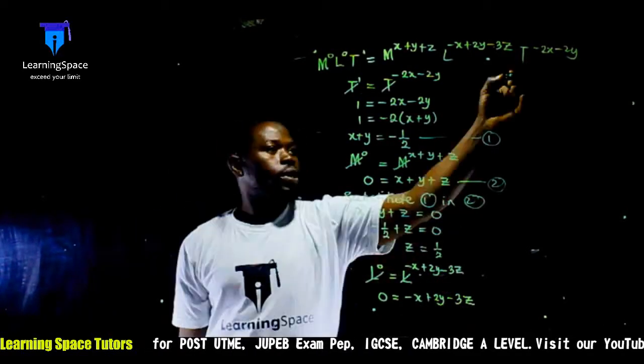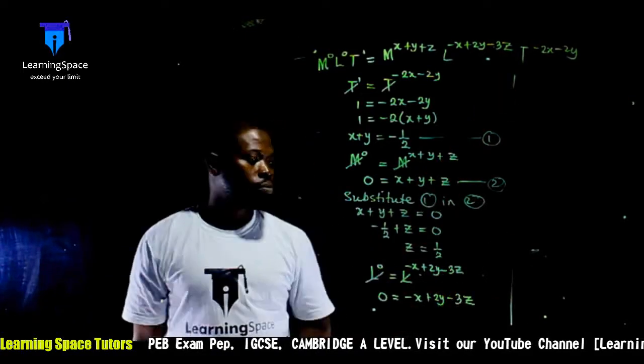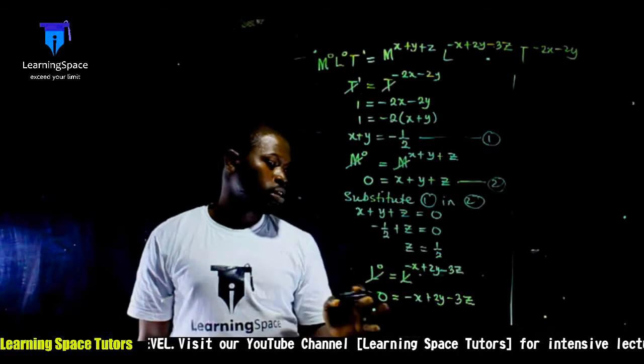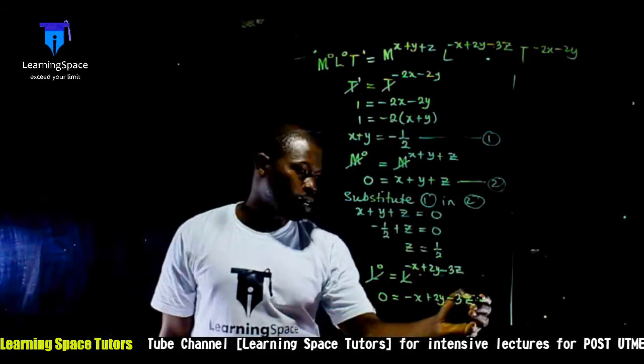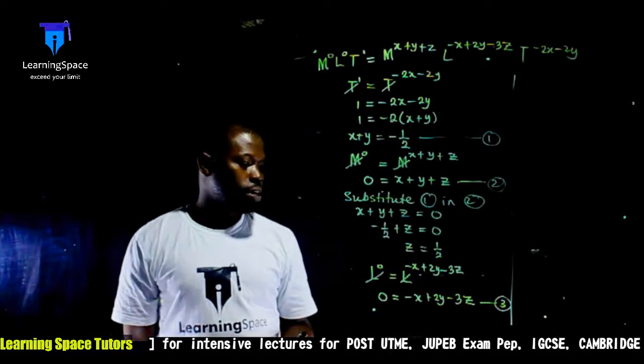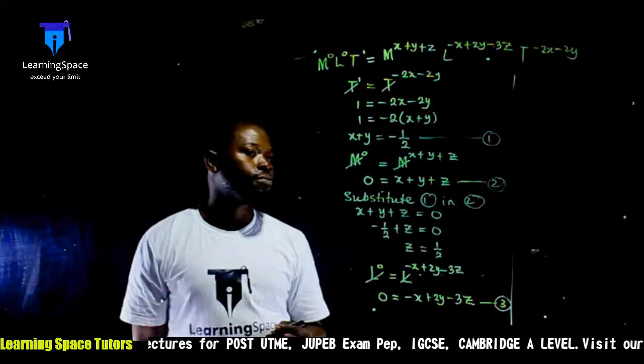Now we can see that from here, we can call this one equation 3. We have that our z is half. Okay, now we can introduce the half from equation 1.